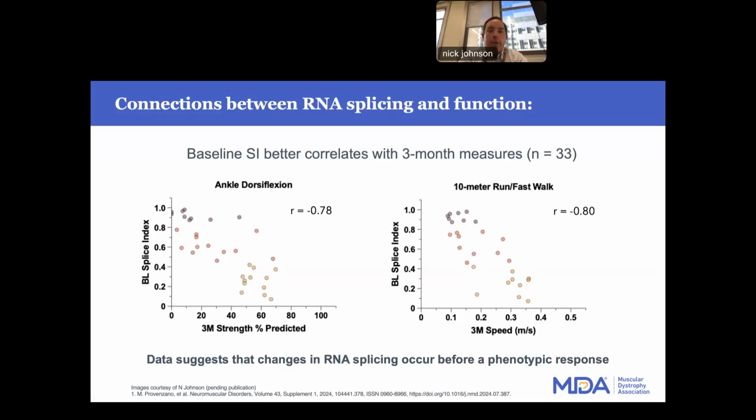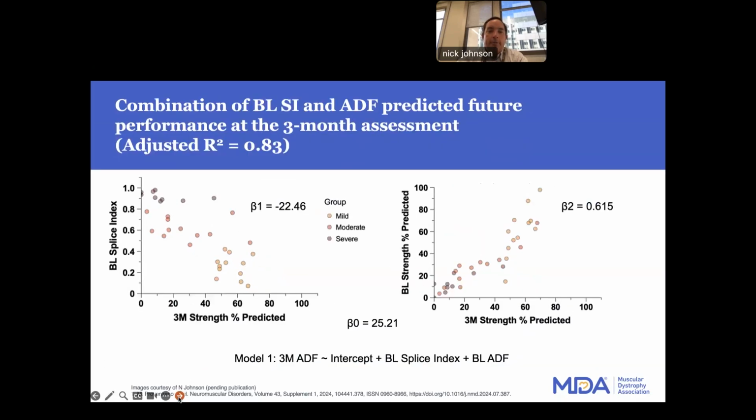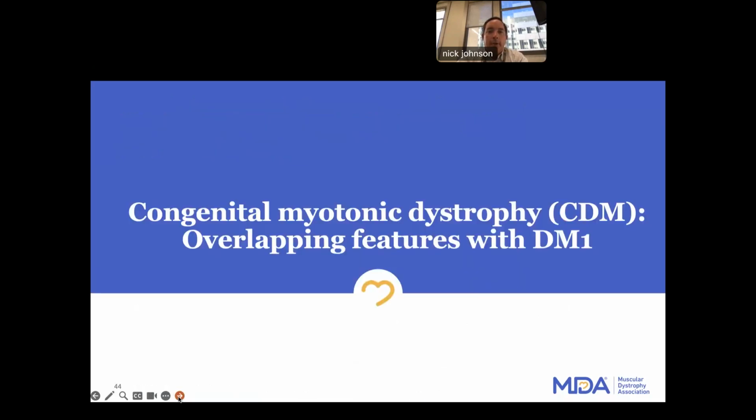That's not surprising. When you're measuring RNA splicing, you're looking at something that is not made into a protein yet. It's not functional yet, and so it suggests that the RNA splicing changes may be predictive of a phenotypic response. In fact, if you look at the combination of the baseline splice index and ankle dorsiflexion strength, the adjusted R squared is about 0.83, which suggests that these combinations are highly predictive of future function. It's interesting to think that this might serve as a prognostic biomarker.